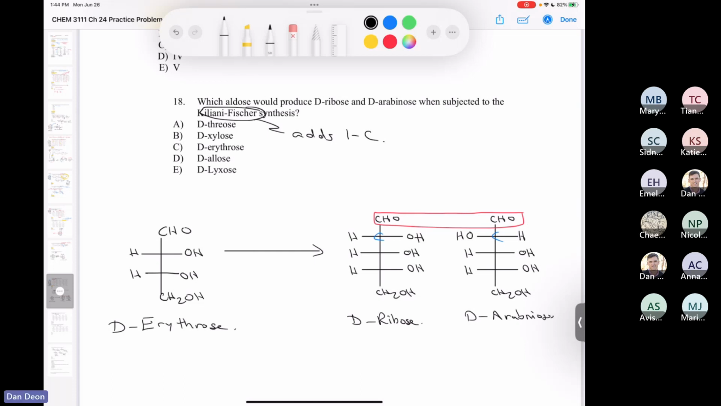Is that one of the answers? Yep, it is. It's C, D-erythrose. There we go. All right, everybody with me on that one?